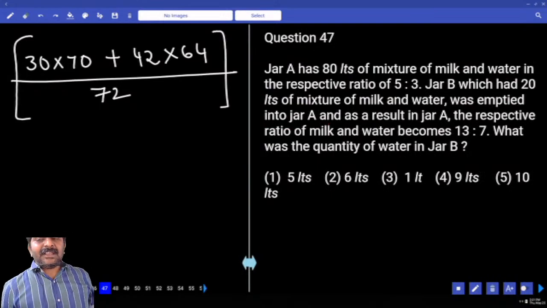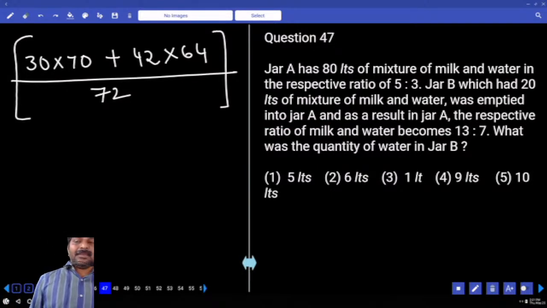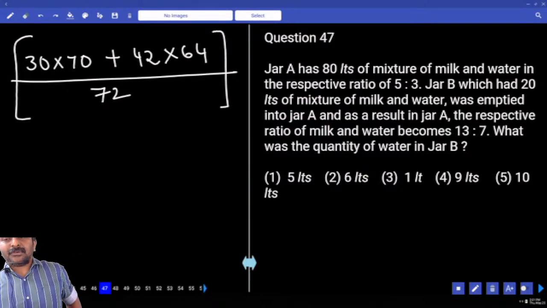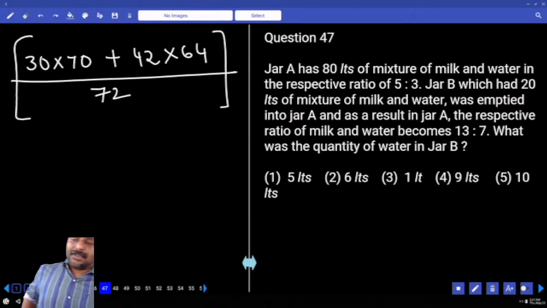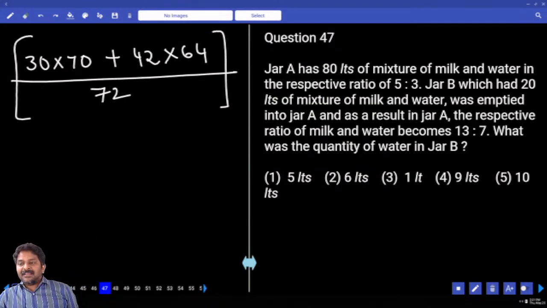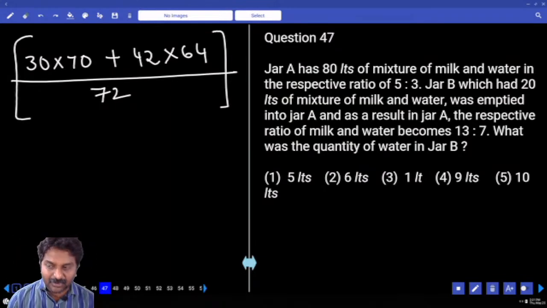Jar A has 80 liters of a mixture of milk and water in the respective ratio 5:3. Jar B, which had 20 liters of a mixture of milk and water, was emptied into jar A, and as a result, in jar A the respective ratio of milk and water becomes 13:7. What was the quantity of water in jar B? Okay.